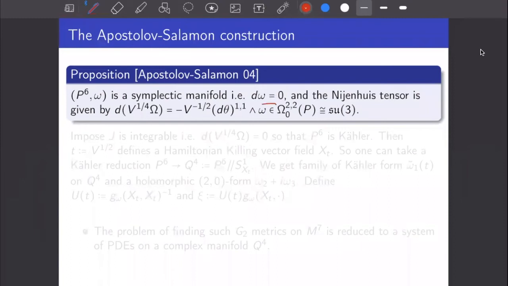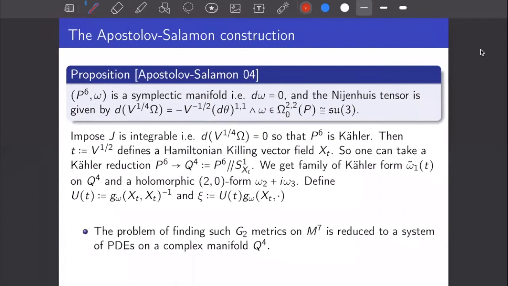But in general, the induced SU(3) structure is non-integrable. In fact, the Nijenhuis tensor of the associated almost complex structure is determined by the following expression here. Now, in the work of Apostolov and Salamon, they consider the situation when this almost complex structure is in fact integrable. And this happens if and only if, of course, this 3-form vanishes, in which case the 6-manifold is a Kähler manifold.